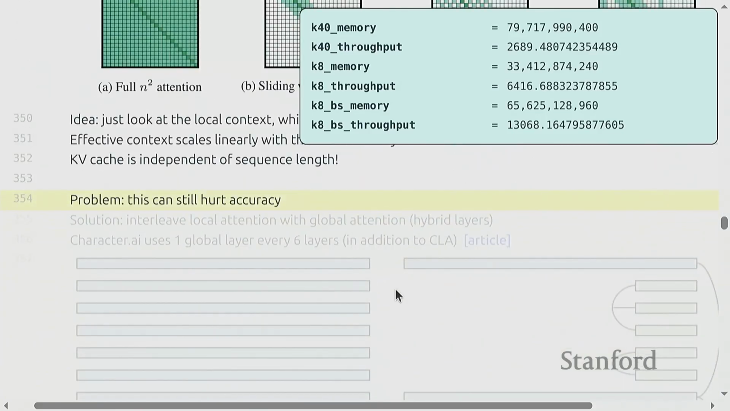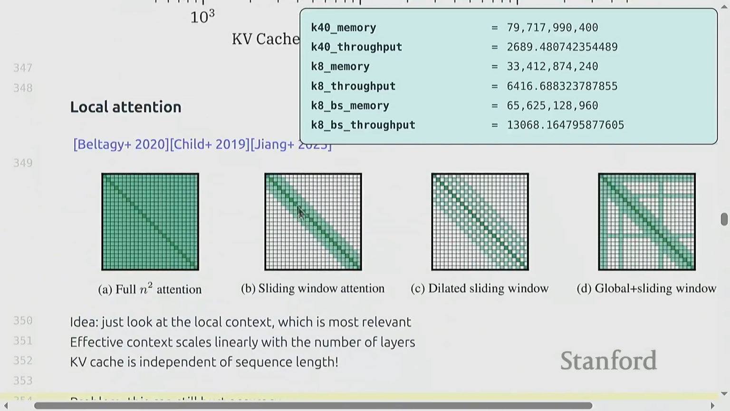But the problem is that this still hurts accuracy. If you think about why we're doing attention instead of RNNs, it's that we needed to model long-range dependencies. In some sense, even to call this attention is a little bit overselling it. This is only looking at the local context, which is not very expressive.